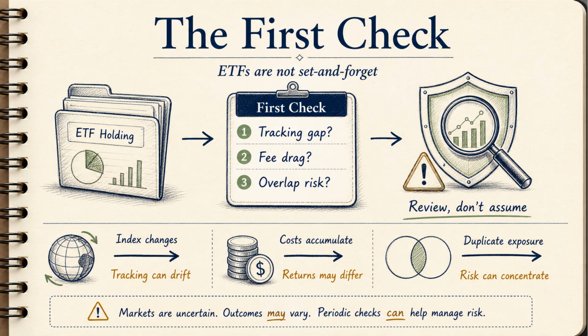The first check is the index or exposure being tracked. ETF names can sound similar while the underlying index, weighting rule, rebalancing schedule, geographic scope, sector exposure, and factor screen are different. One fund may track broad market beta. Another may track dividends, low volatility, growth, value, bonds, commodities, or a narrow theme. The question before buying is what it tracks. The question after buying is whether it still gives the exposure you intended.